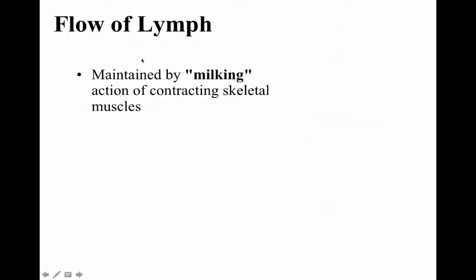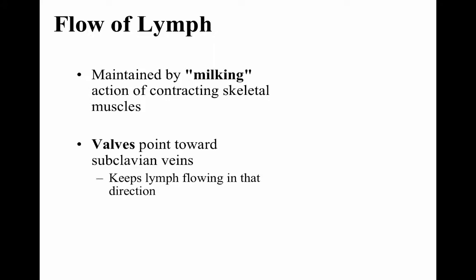The flow of lymph is maintained by a milking action of contracting skeletal muscles. So the way that we actually circulate lymph is through the movement of the body. The movement of skeletal muscle moves lymph along through the lymphatic vessels into the lymph nodes. And valves point toward the subclavian veins, which keeps lymph flowing in that direction.